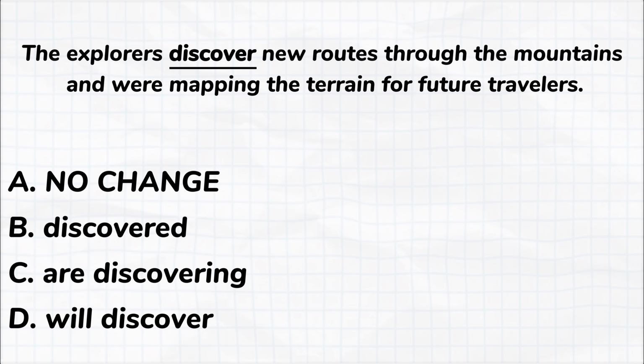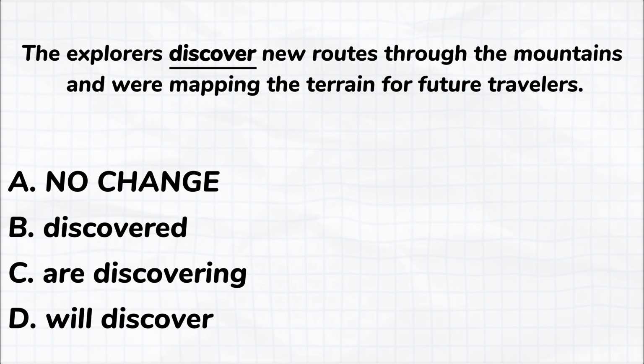All right, the last tough question type is verb tense consistency. These are tricky because every answer can look fine if you just read it on its own. But the ACT isn't asking what sounds nice, it's asking if the verbs actually match. Here's the sentence. The explorers discovered new routes through the mountains and were mapping the terrain for future travelers. Focus on the second verb, were mapping. That's past tense. So the first verb has to match it.